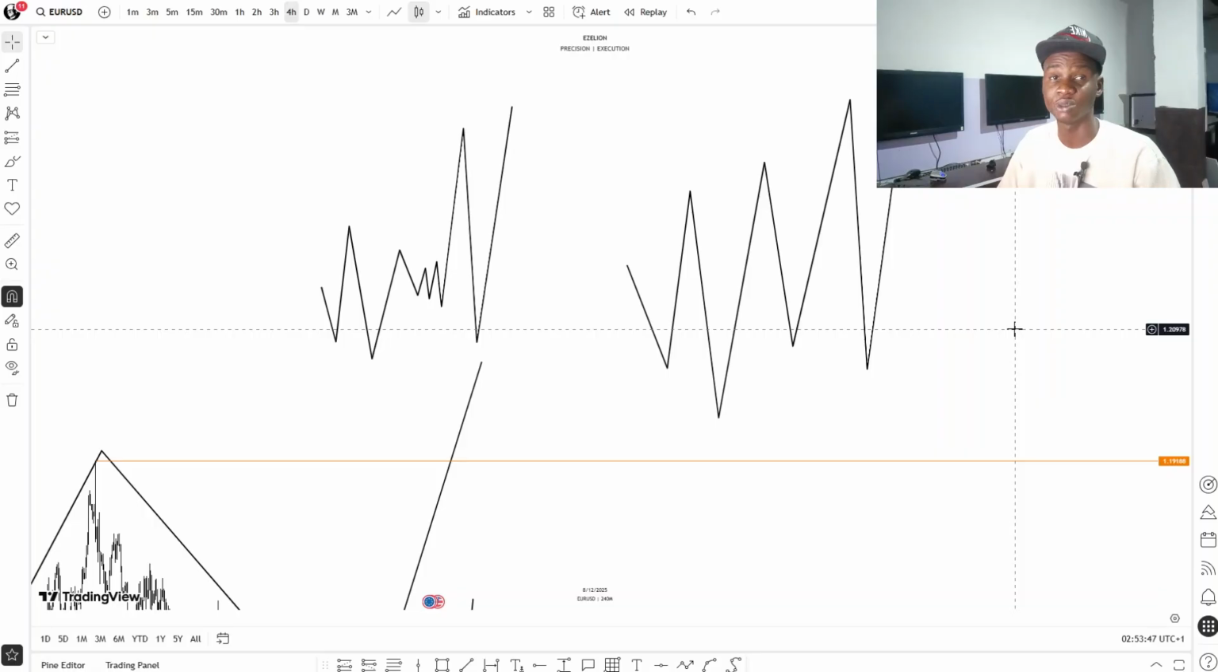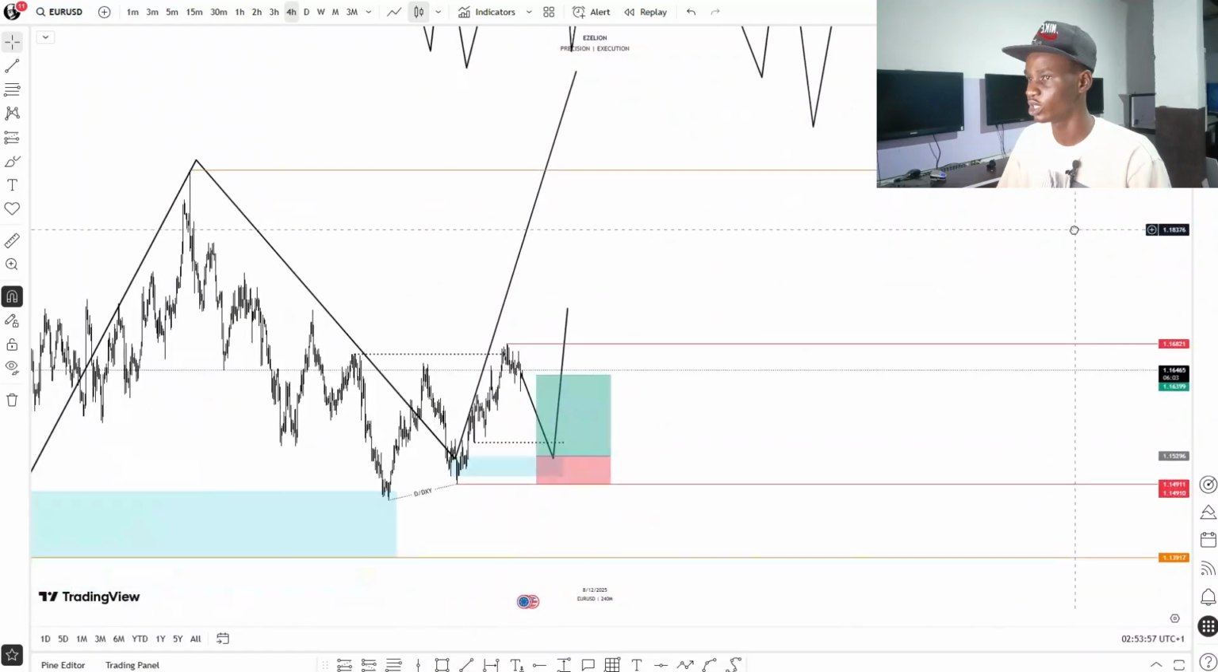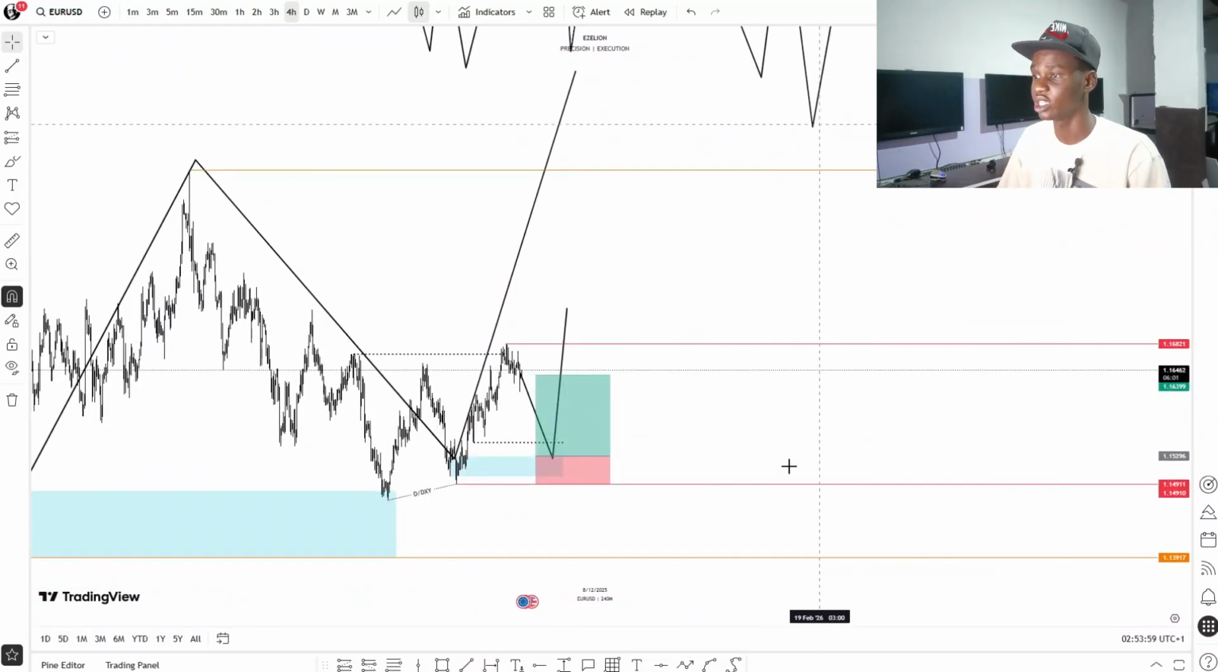Either one is still the same thing. The most important thing we are looking for is a liquidity sweep before a break of structure. Then we are looking for structural liquidity. Then we take our entry. Simple and straightforward. And we want to see that it's happening at a key level.